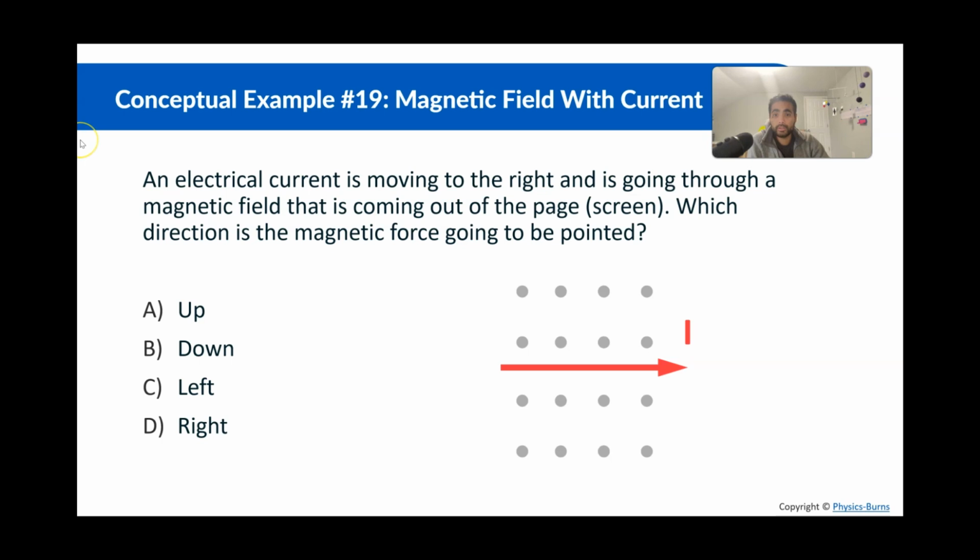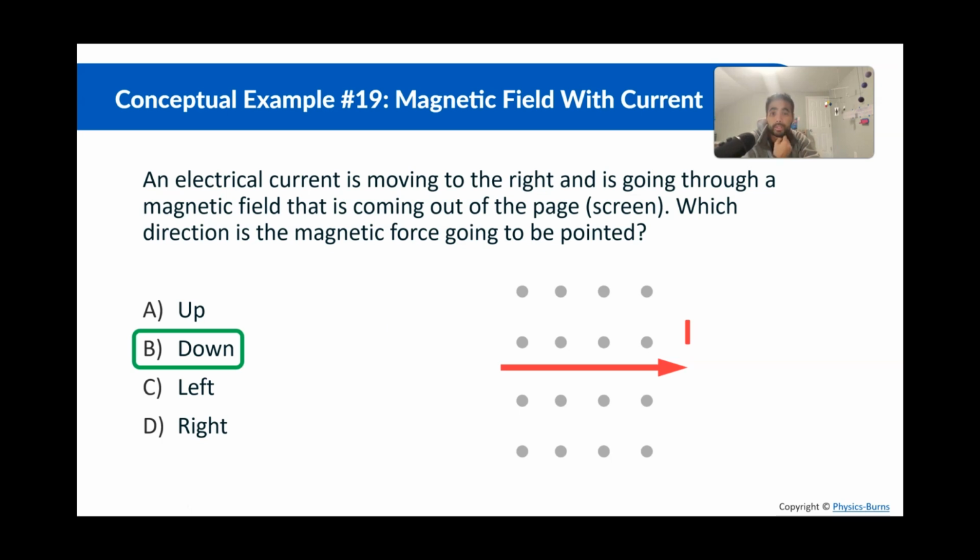An electrical current is moving to the right and is going through a magnetic field that is coming out of the page or screen. Which direction is the magnetic force going to be pointed? Okay, so the current is going to the right, and the magnetic field is pointed out. So I'm going to flip my hand, point my fingers outward, going like that, which means my thumb is going to be going straight down. And that's what we have. It's going to be going down.